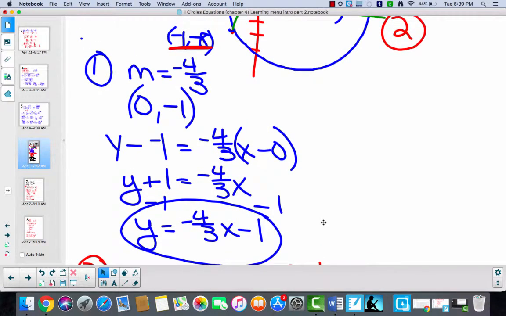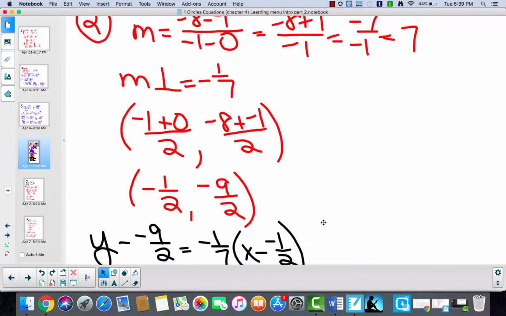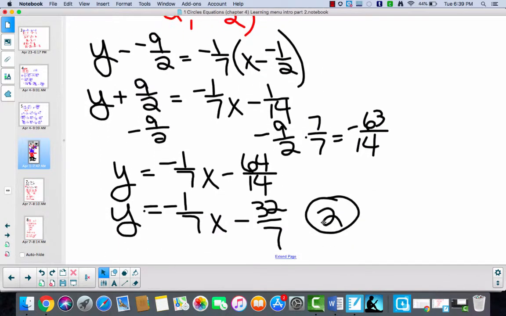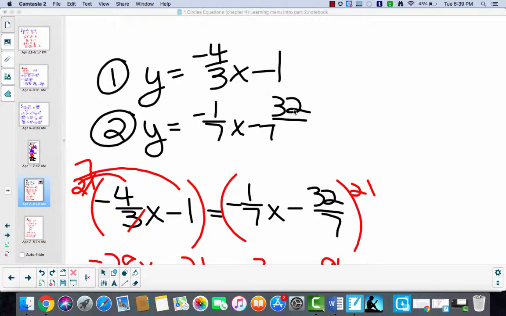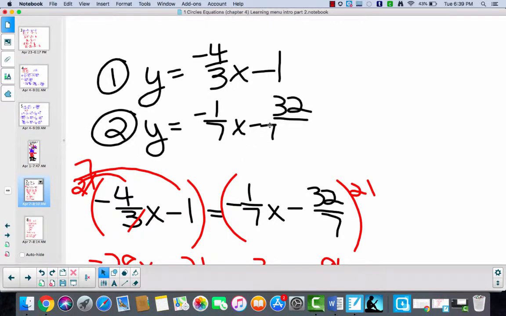So now we have our two equations. We have y equals negative 4/3 x minus 1, and y equals negative 1/7 x minus 32/7. So here are our two equations. That should be a 32/7. That looks like it's a little off there. So let me fix that here so that we realize that that is a fraction.